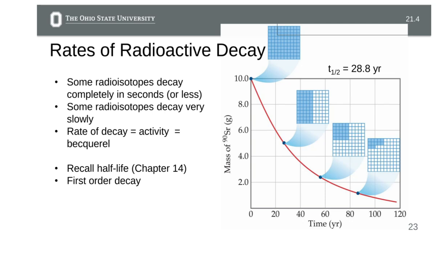Different types of radioactive materials decay at all different kinds of rates. Some things last just seconds or even less. Some things last for years. But we're able to determine their half-lives following this first order decay kinetics. And so you've seen this.